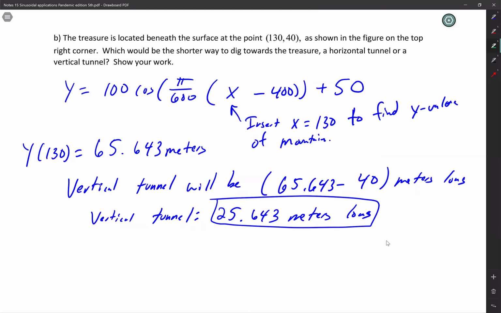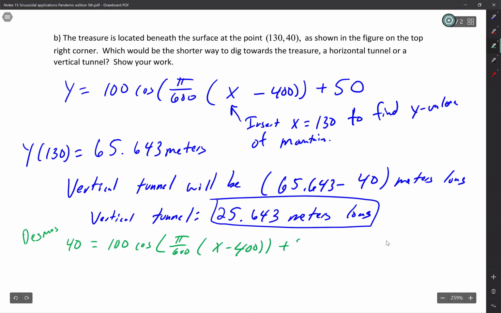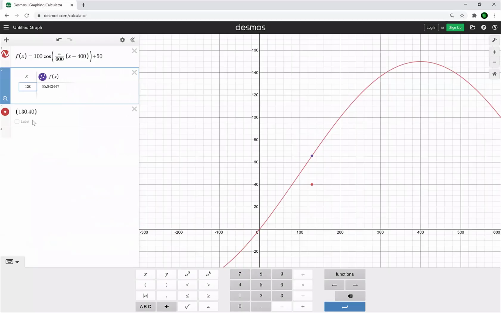So let's first do this with Desmos. I'm going to write Desmos, and I'm going to write 40 equals 100 cosine(pi over 600 times (x minus 400)) plus 50. And from here, as long as I see that you wrote something like calculator, you can tell me what that x value is. Don't worry, we are going to show you how to do it algebraically. So here we go. I'm going to go to Desmos, make another one, and go y equals 40.